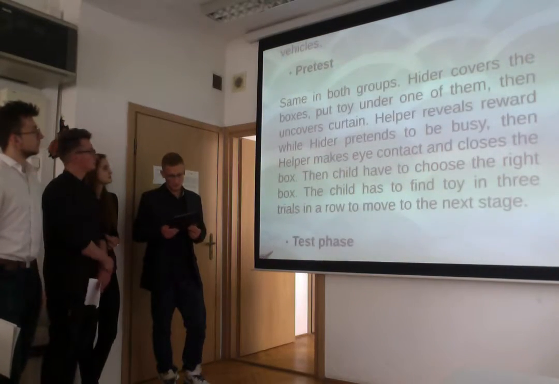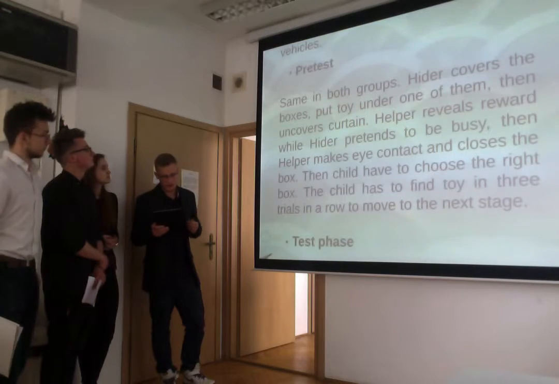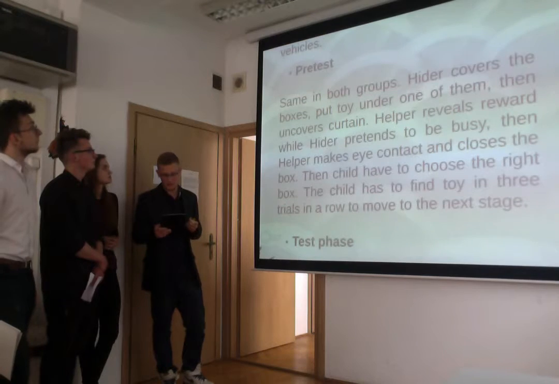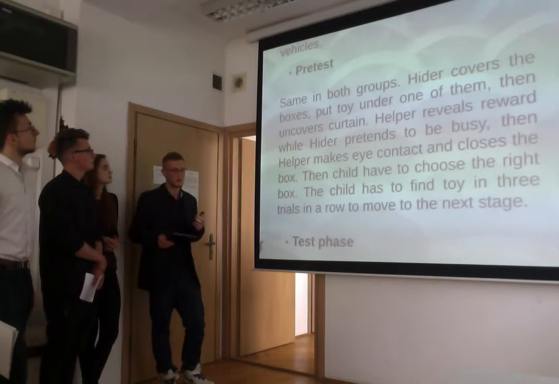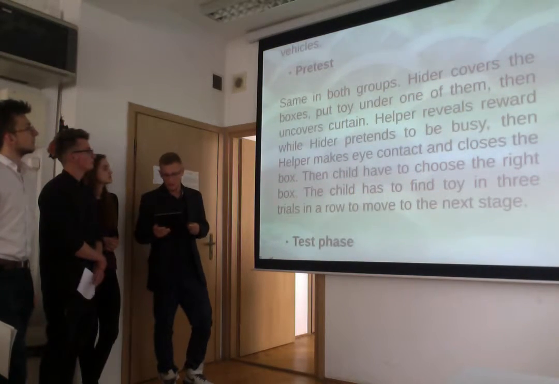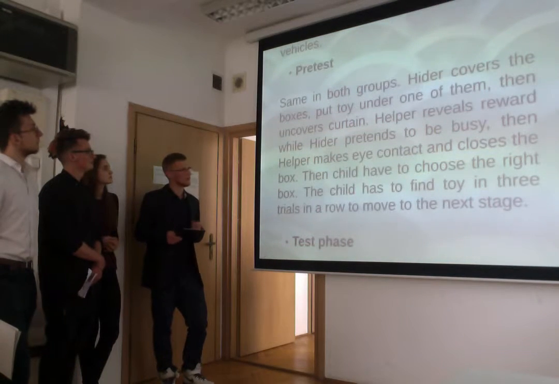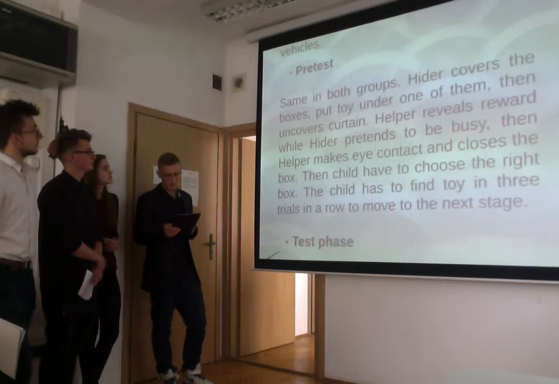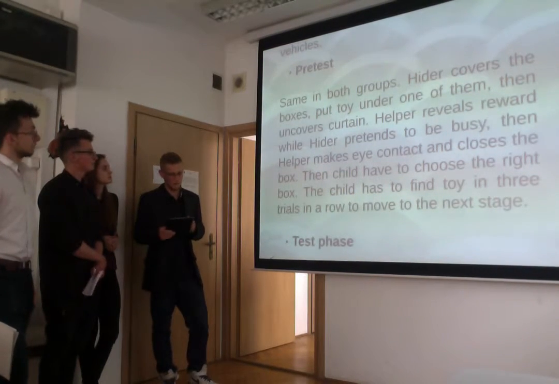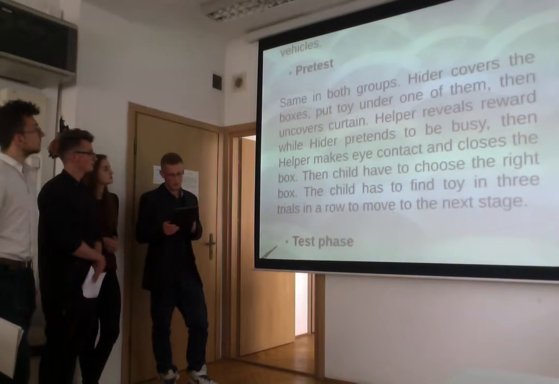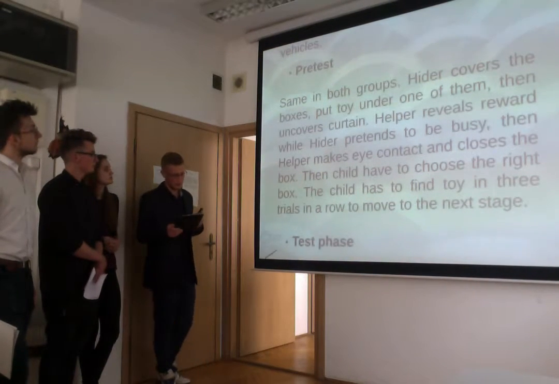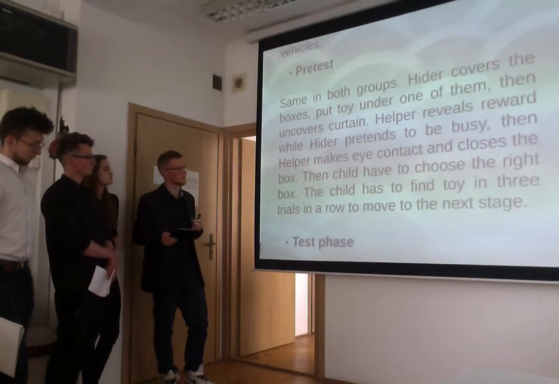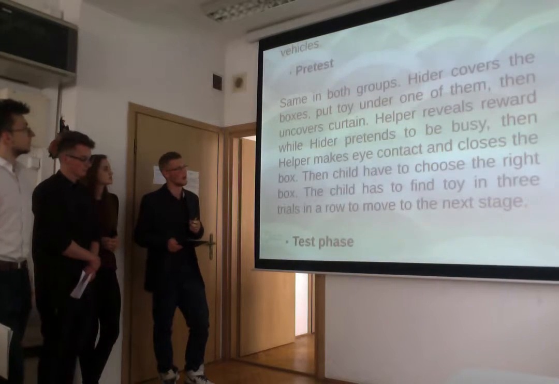In the pretest, which was the same for both groups, the child is sitting in front of 4 boxes, and the hider covers the boxes and hides the toy, which was the ball, in one of the boxes. And then he removes the cover and uses one of 4 semiotic vehicles to indicate which box is the right one. So, we used such semiotic vehicles as pointing by finger, when the helper points at the right box and makes eye contact with the child.